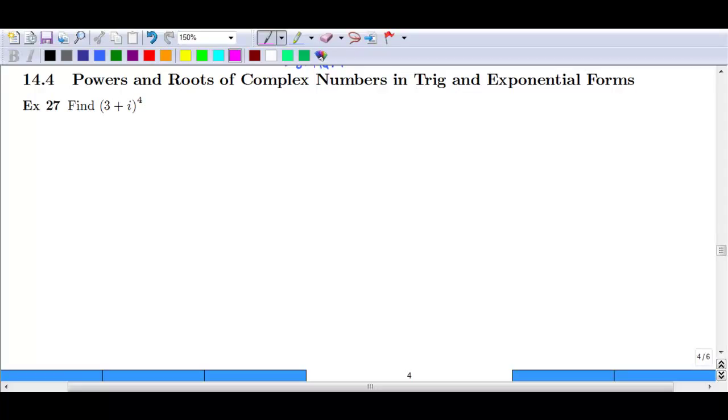This video is going to discuss section 14.4, powers and roots of complex numbers in trig and exponential form. This first video is going to discuss powers of complex numbers. The second video will discuss roots.